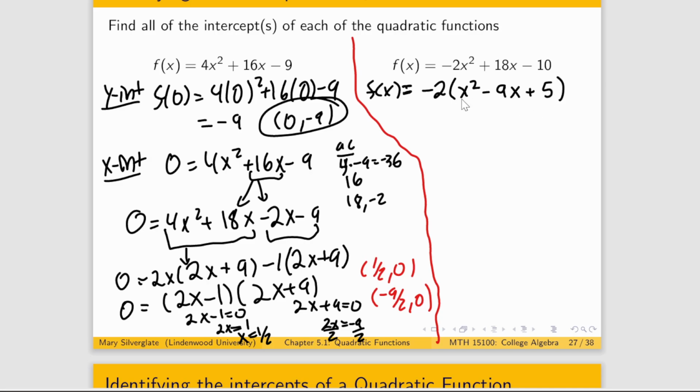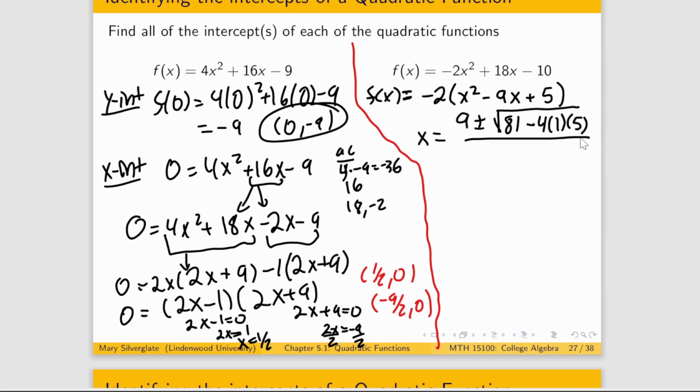Then I want to ask myself, does this factor? Is there anything that multiplies to +5 and adds to -9? As far as I know, there is not. So instead, I have to break out the quadratic formula. So x is the opposite of b, 9, plus or minus the square root of b squared, 81, minus 4a, which is 1, c, which is 5, all over 2 times a. Notice this -2 had no impact on this quadratic formula, and it'll have no impact on your x-intercepts in general.